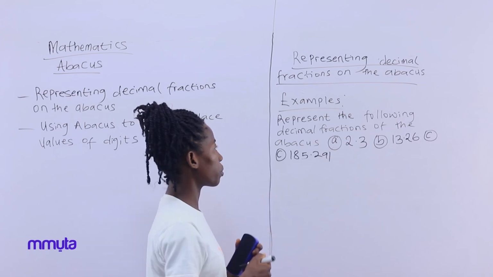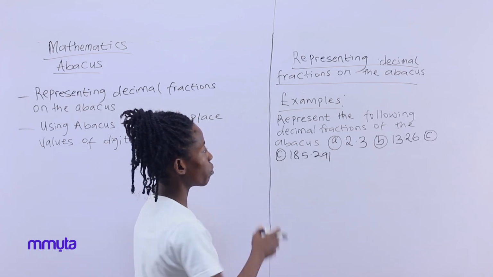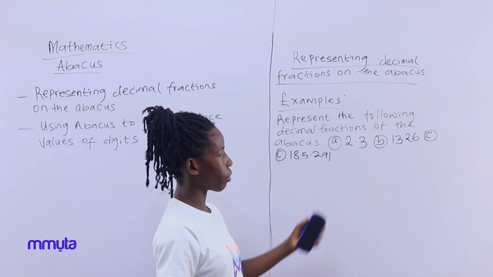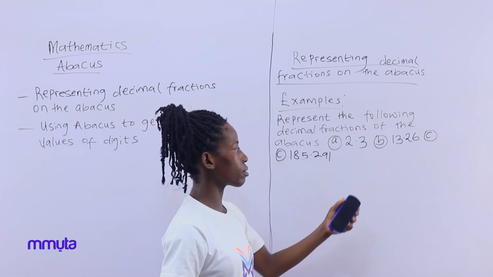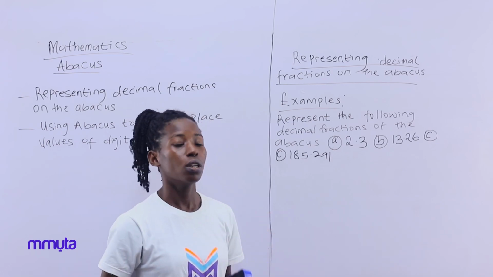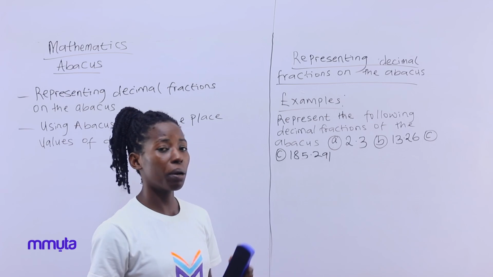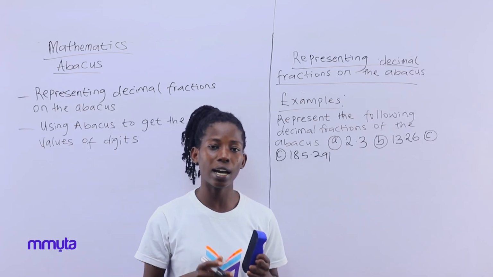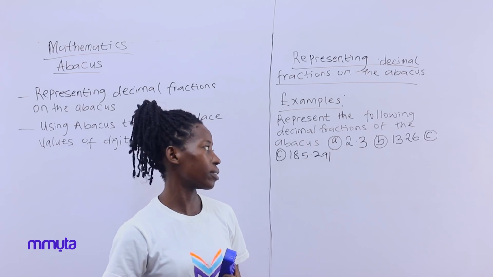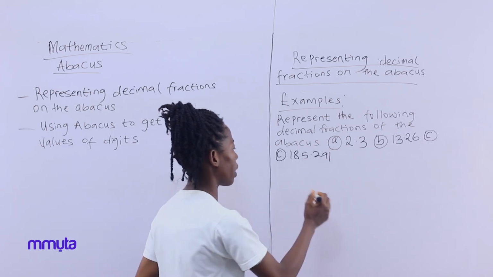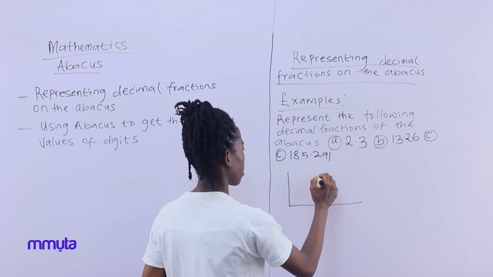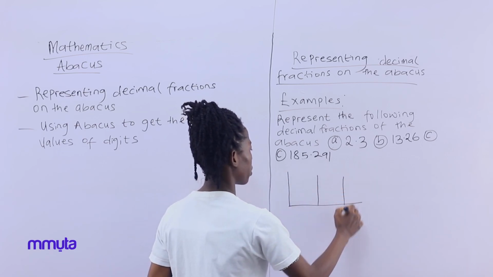So our first example. We have this question: represent the following decimal fractions on the abacus. A, we have 2.3; B, we have 13.26; and C, we have 185.291. So how do we achieve this? Now remember that we started by saying that the abacus is an ancient calculating tool that we use in solving arithmetic. So first of all, the abacus has rods that signify the place values of the digits.